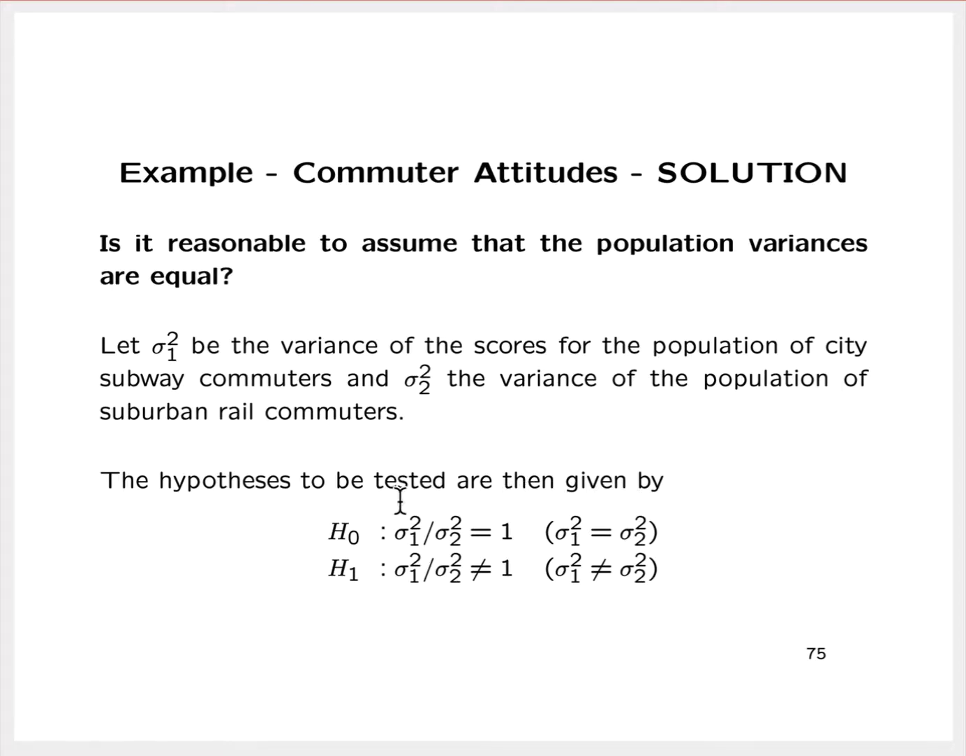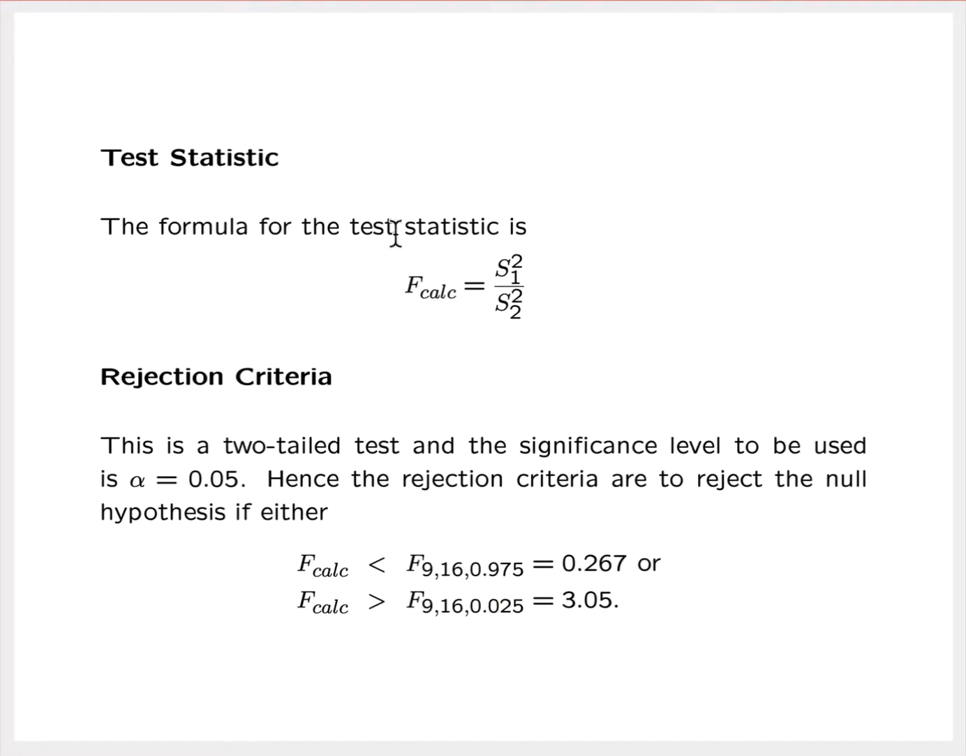Or equivalently, that the ratio sigma 1 squared over sigma 2 squared is equal to 1, against the alternative that the two variances are not equal, which is equivalent to the ratio of the population variances being not equal to 1. And the test statistic for this is the ratio of the sample variances. And we're going to perform this test at a 0.05 level of significance, just like we're going to use for comparing the means. And this is a two-tailed test.